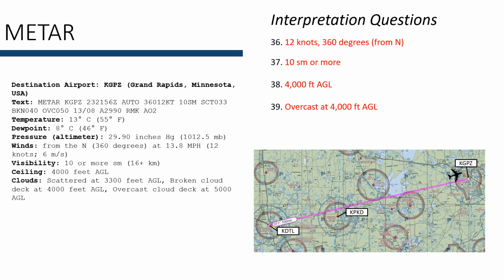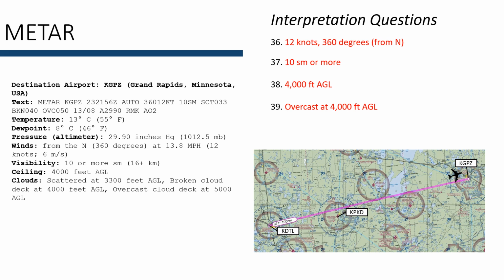Let's go over the answers. Question 36. What is the wind speed and direction for your destination airport? The answer is 12 knots at 360 degrees from the north. Question 37. What is the visibility for your destination airport? The answer is 10 statute miles or more.